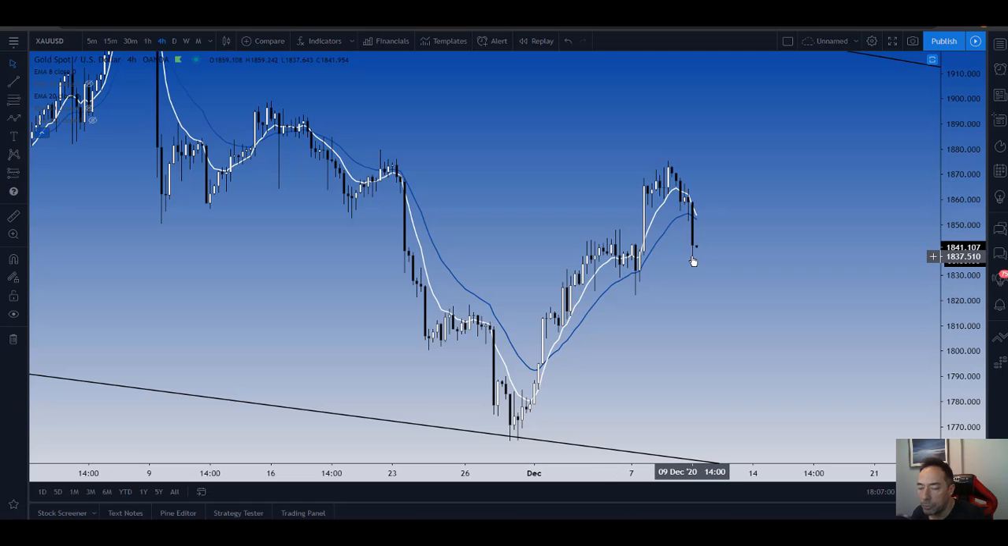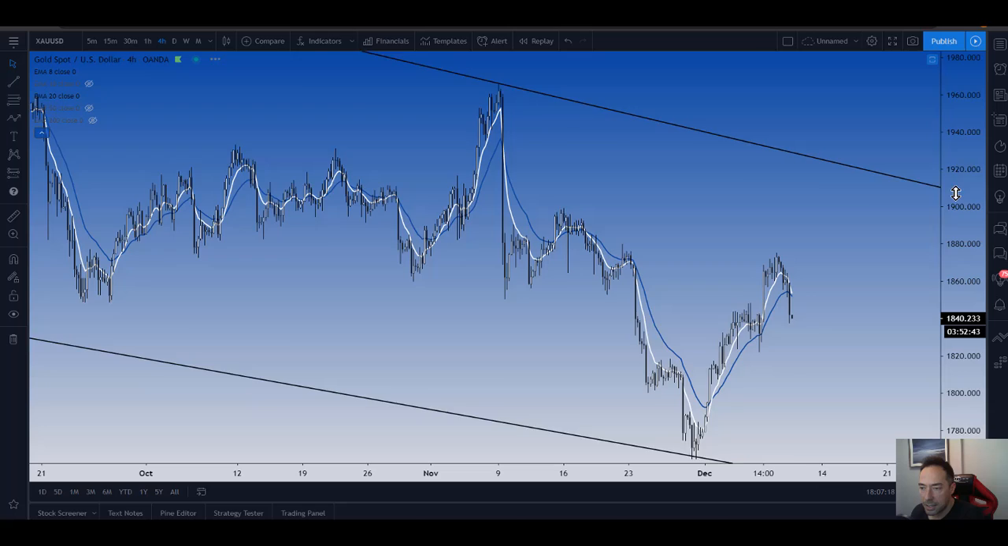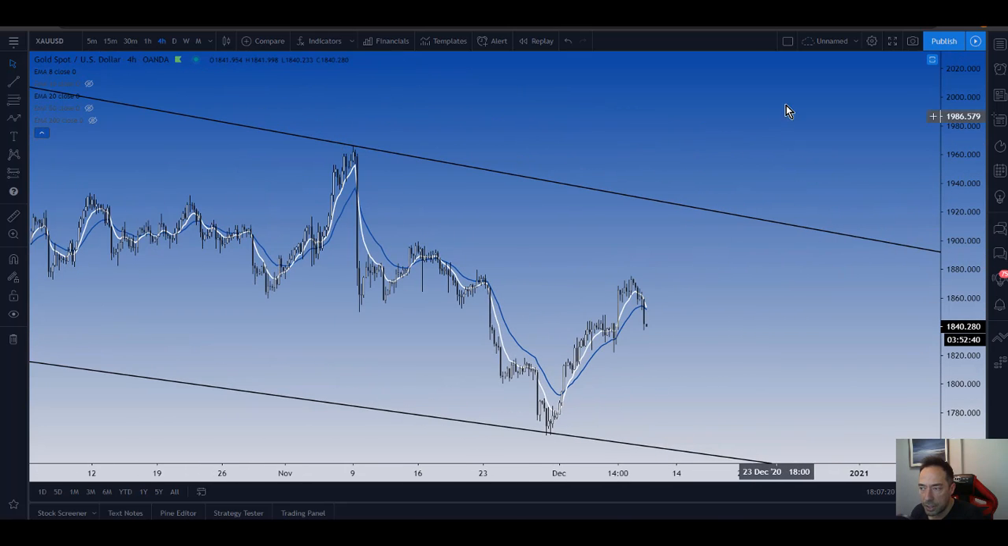We are in a pullback. You're looking for buyers to come back in again, taking the trade up into here. Now, whether you take some profit here, it's up to you. Whether you put your stop to break even when price gets to here, that's going to be down to you as well, depending on your trade management. But looking for that seasonal impulse to continue and break through here.